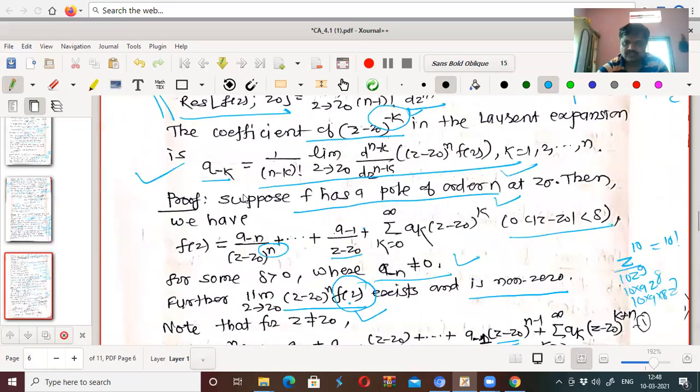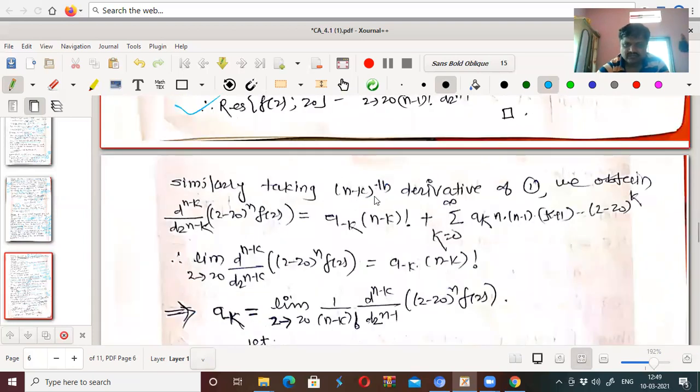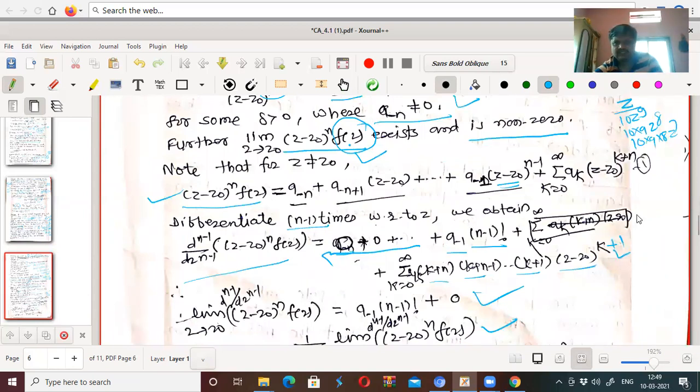Right. We want to prove the second part also. The a minus kth coefficient we want to find. Similarly, now taking the (n minus k)th derivative, only we want to take the (n minus k)th derivative of this term, not the (n minus 1)th. So we get d to the n minus k with respect to z of (z minus z0) to the power n f of z. What will happen here? We have to take not the (n minus 1)th derivative, we have to take the (n minus k)th derivative.